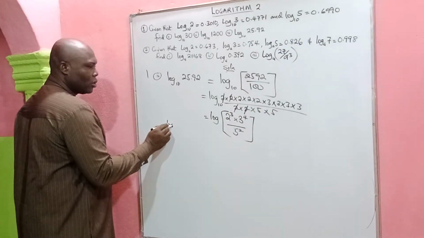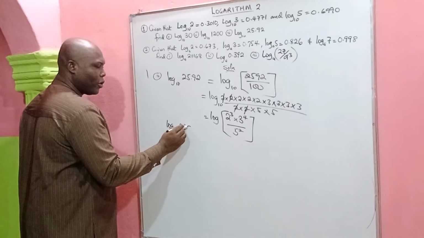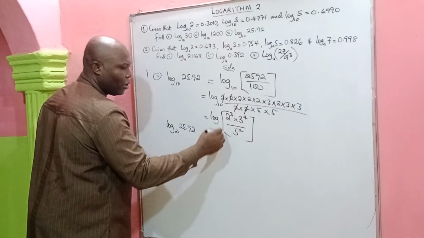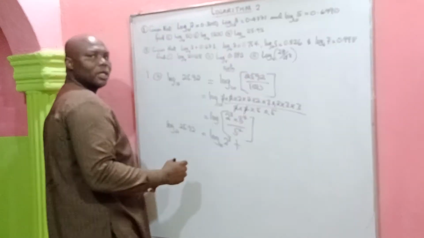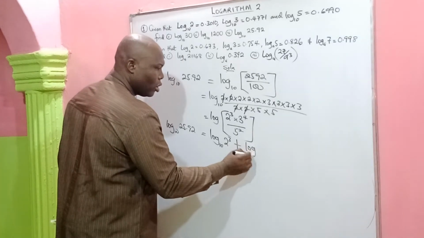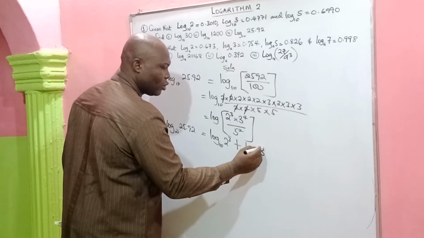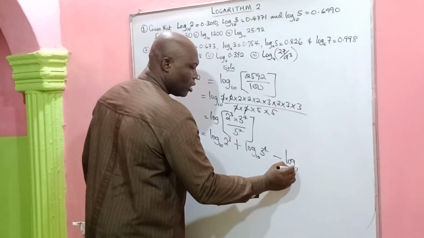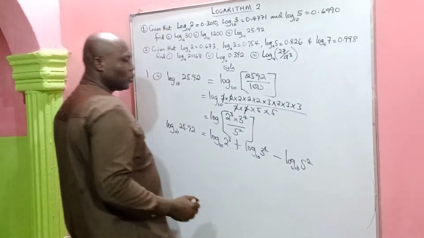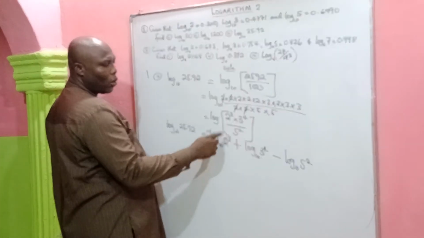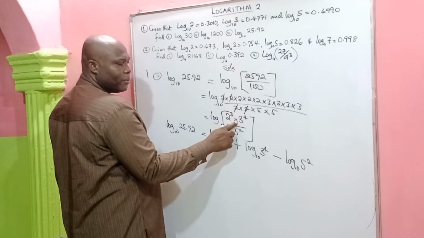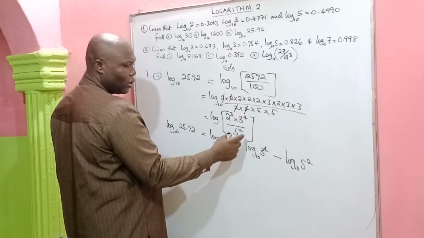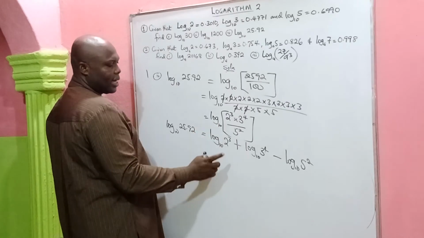So log to the base 10 of 25.92 will be equal to log base 10 of 2 raised to the power 3, plus, applying the first law, log to the base 10 of 3 raised to the power 4, and divide means minus log of 5 raised to the power 2. So we apply the first and second laws: multiply means plus log, divide means minus log. And remember, they are all in base 10.